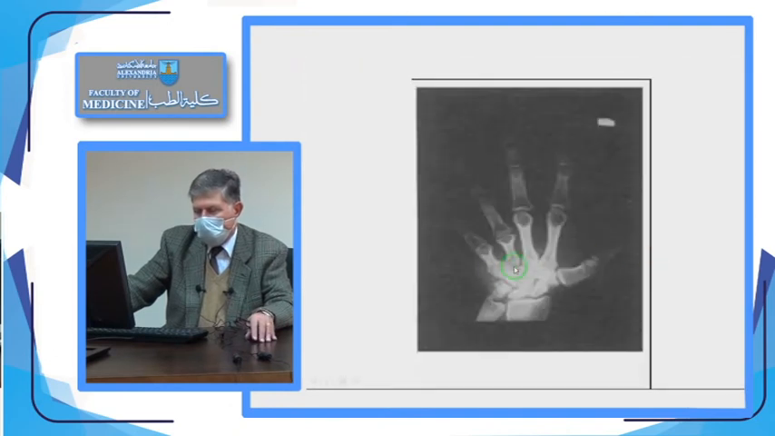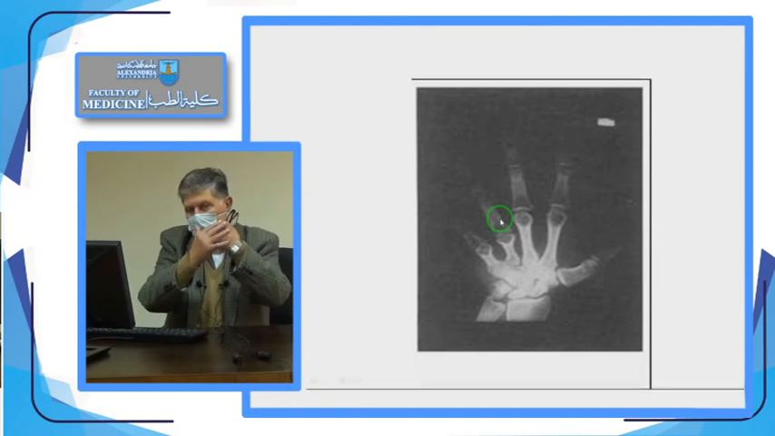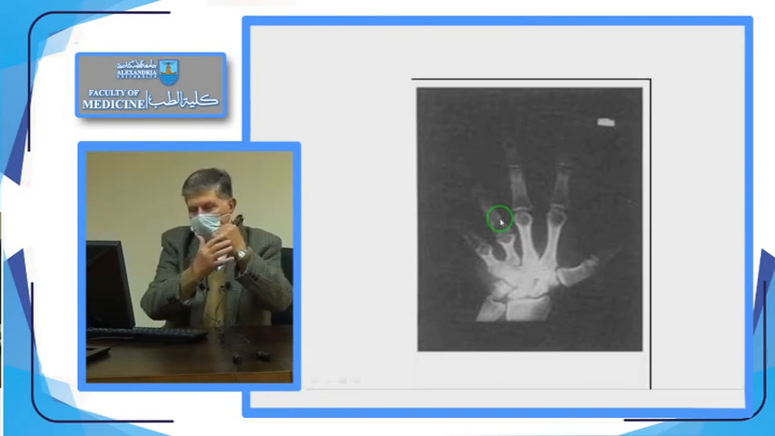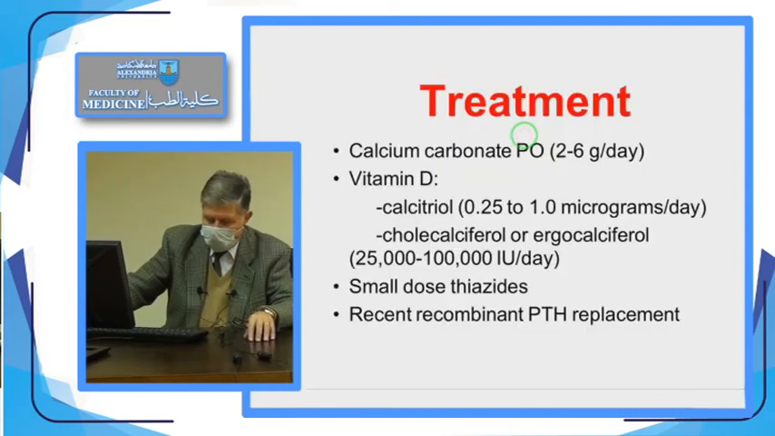And you can see this is the X-ray. The fifth and the fourth metacarpals are very short, so you don't see the knuckles in the hand. So normally we have 4 knuckles, but in this patient, the fifth and fourth knuckles, they do not appear.